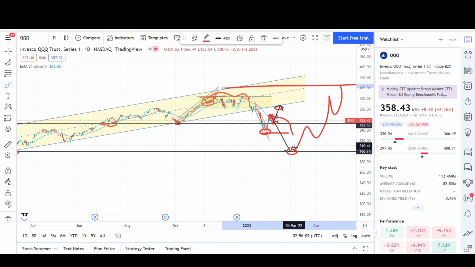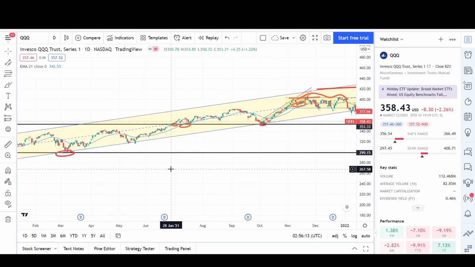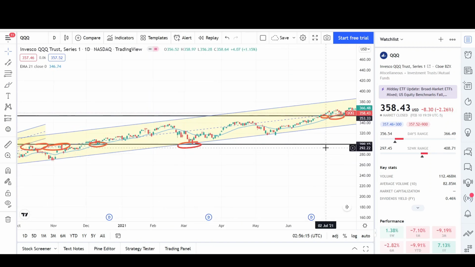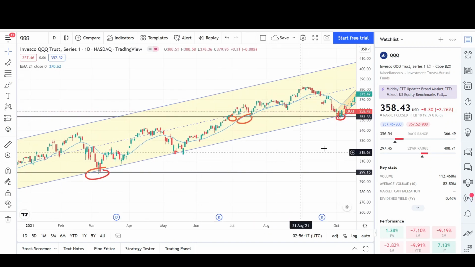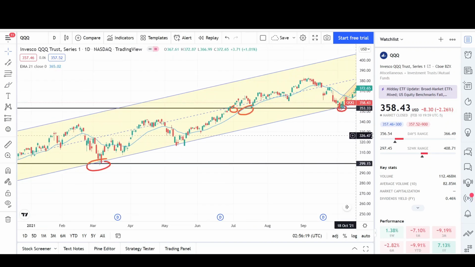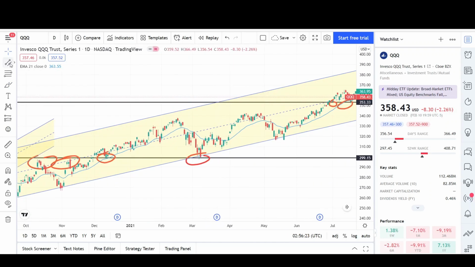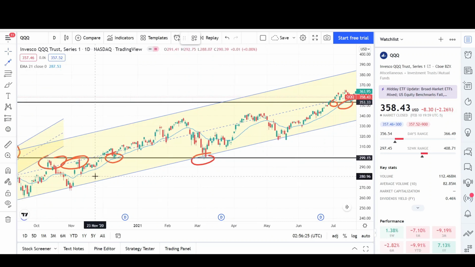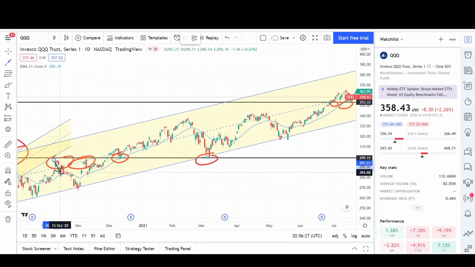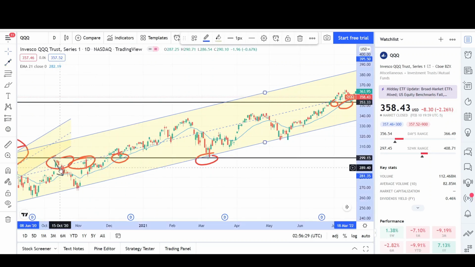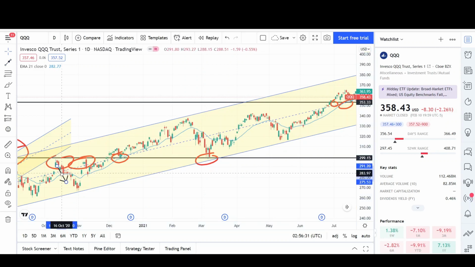So I'm still suspecting a two-legged pullback, and this is a reason right here why. You can see that previously in the channel, every time price got below the EMA, we usually had a two-legged pullback. So most of the time, sometimes not perfect, it's hard to see, but this is kind of like a two-legged pullback right here. This would be the first leg down, and then we went a little sideways, and this was the second leg down. So that's a two-legged pullback.